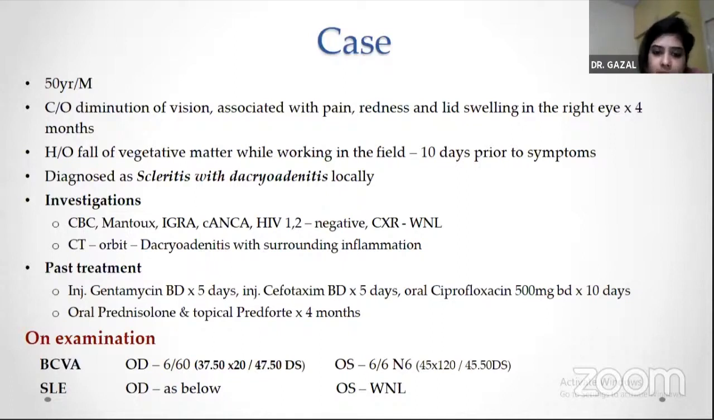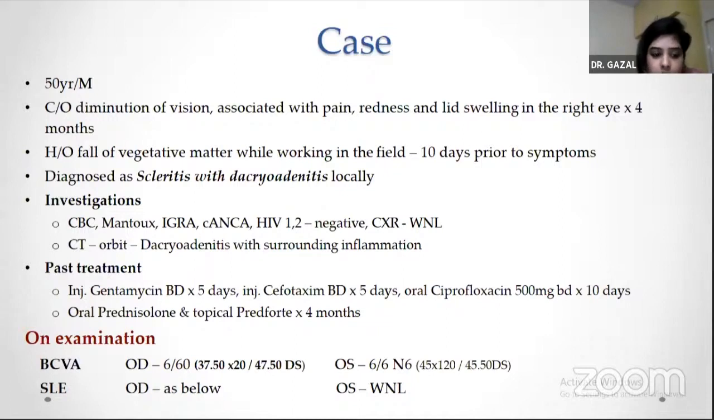He has been thoroughly investigated locally, and the laboratory showed negative Mantoux, interferon gamma release assay, ANCA, and HIV reports with a normal chest X-ray and complete blood counts. However, CT orbit was suggestive of dacryoadenitis with surrounding inflammation. So the patient was treated with injection gentamicin and cefotaxime for 5 days, followed by oral ciprofloxacin 500 mg twice daily for 10 days. However, he was also treated with systemic as well as topical prednisolone for 4 continuous months.